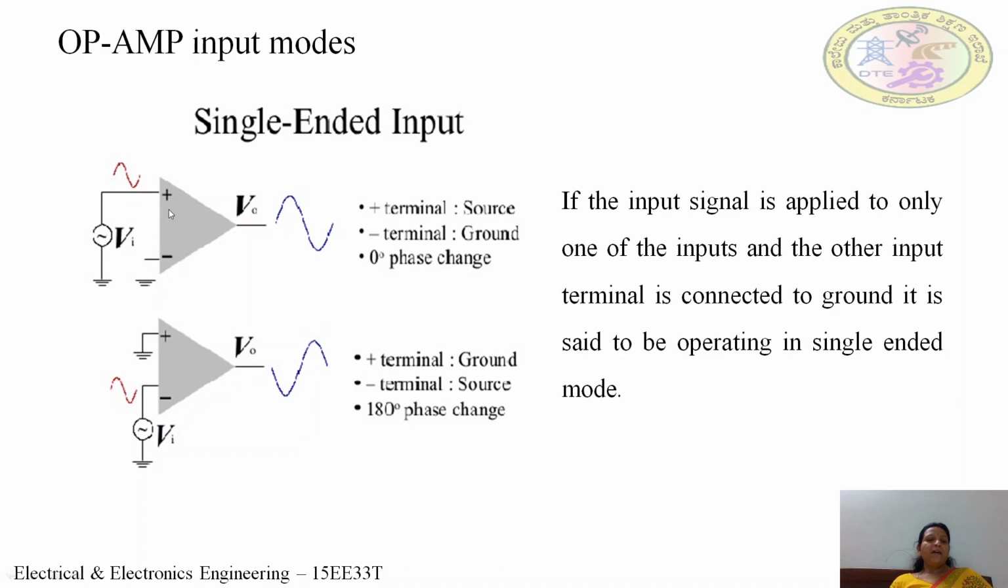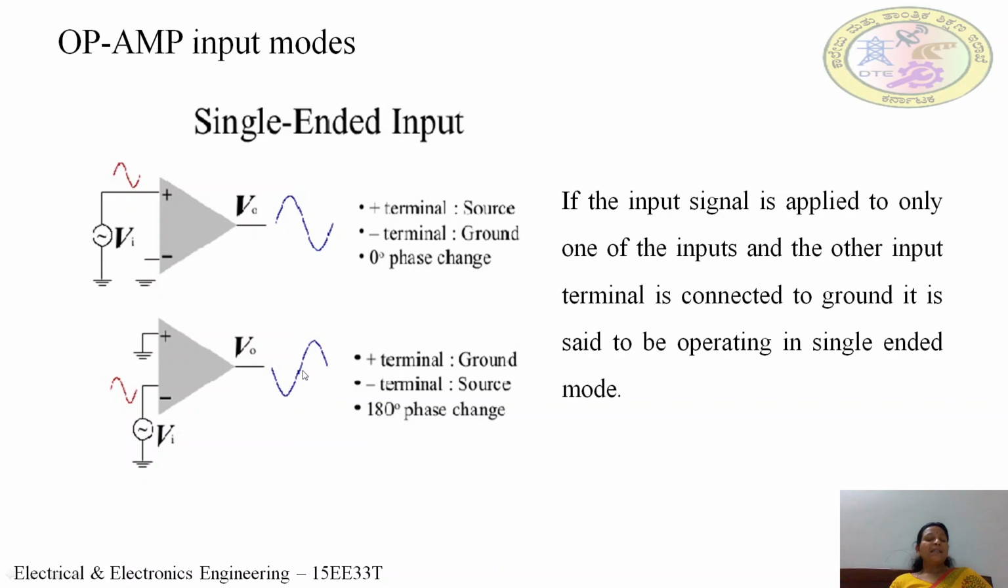As you can see here, the input signal is applied to the non-inverting terminal, that is the plus terminal, and the negative terminal is grounded. Then the output would be in phase with the input signal. Now, the input signal is applied to the inverting terminal, and the other input terminal, that is the non-inverting terminal, is connected to ground. In such a case, the output would be 180 degrees out of phase with the input signal.